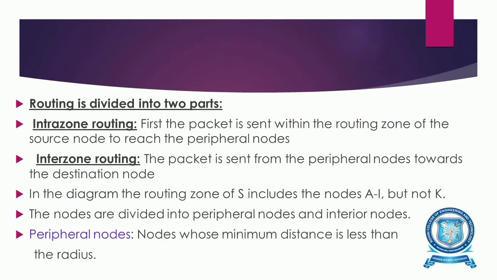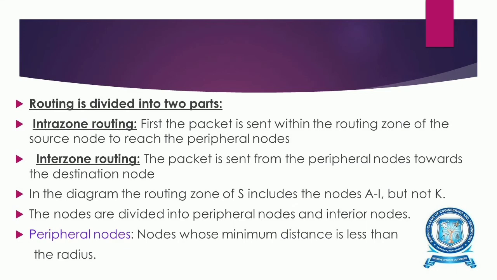Routing is divided into two parts: intra-zone routing and inter-zone routing. In intra-zone routing, the packet is first sent within the routing zone from the source node to reach the peripheral nodes. In inter-zone routing, the packet is sent from the peripheral nodes towards the destination node. In the following diagram, the routing zone of S includes the nodes A to I, but it does not include K. The nodes are divided into peripheral nodes and interior nodes. Peripheral nodes are the nodes whose minimum distance is equal to the radius, so we call them the peripheral nodes.